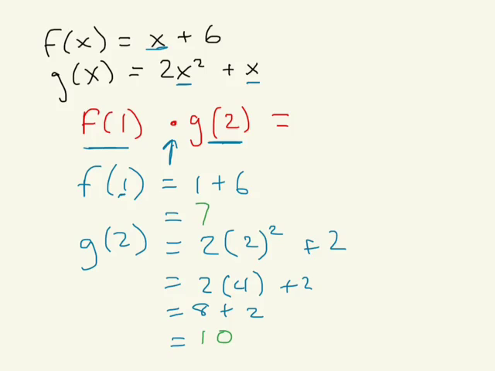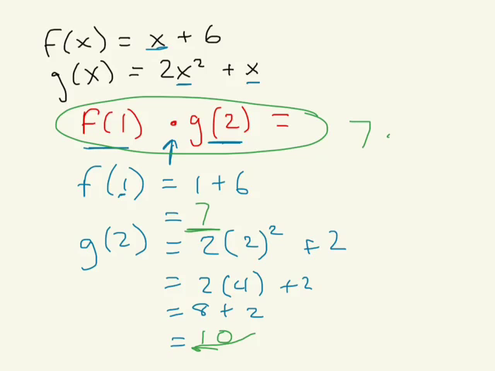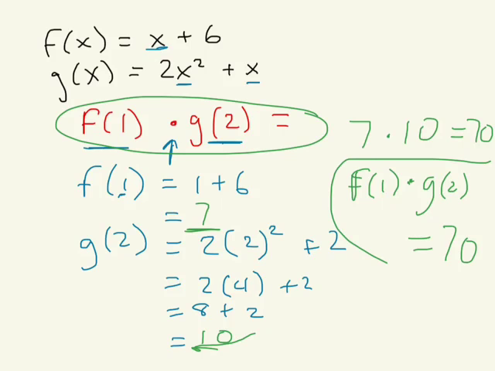Okay, so what that means, we can use these two numbers right here and rewrite this entire problem. We had f of 1, that was 7. We had g of 2, that was 10. So we're going to rewrite this as 7 times 10. And that, of course, is 70. So our final answer, f of 1 times g of 2 is equal to 70. I ran out of space there, but you get the picture. And that's how we do those simple function notation problems.